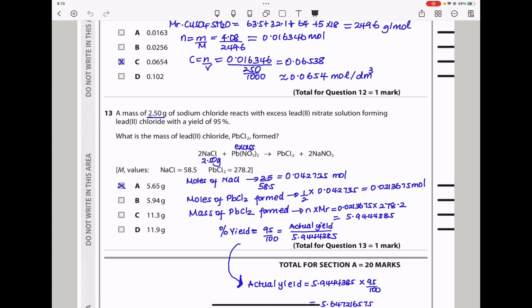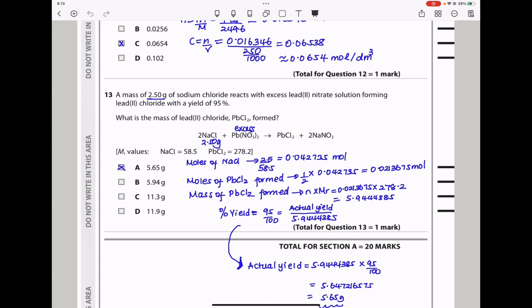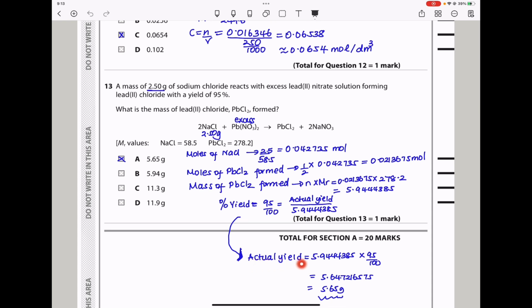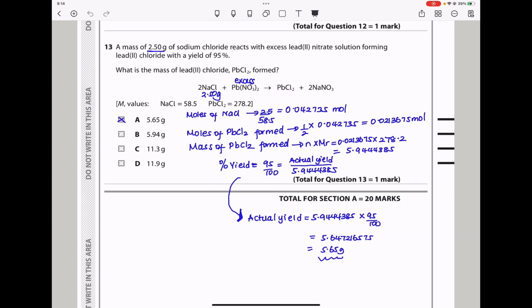Now remember, we are looking for the actual mass, so since we have a 95% yield, percentage yield is going to be actual yield divided by the theoretical yield times 100. So 95 divided by 100 is going to give me the actual yield divided by the theoretical yield. Making the actual yield the subject, I got the theoretical mass times 95 over 100, and the answer came out as 5.65 grams. So A is my answer. So this brings us to the end of section A. Let's continue to section B.